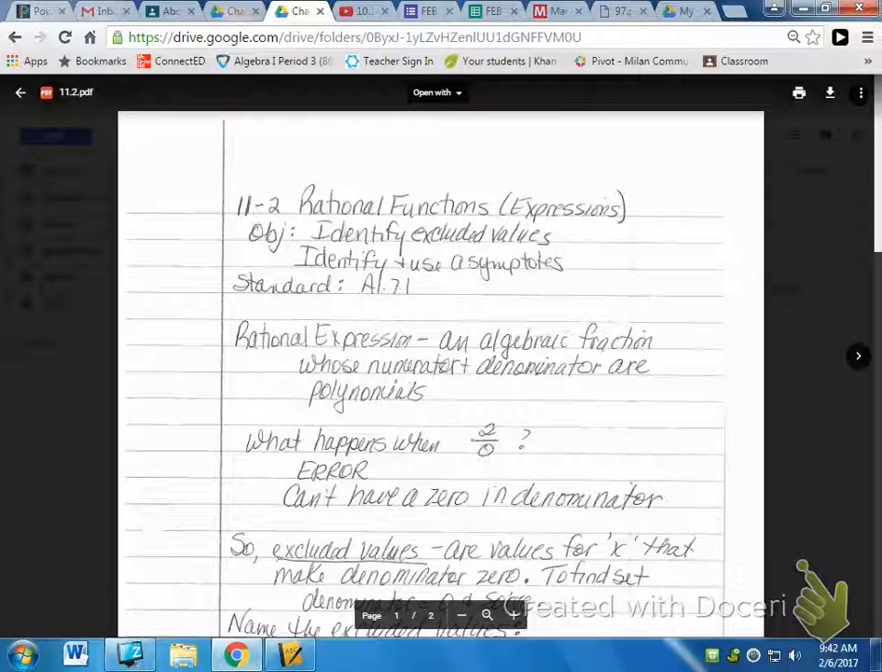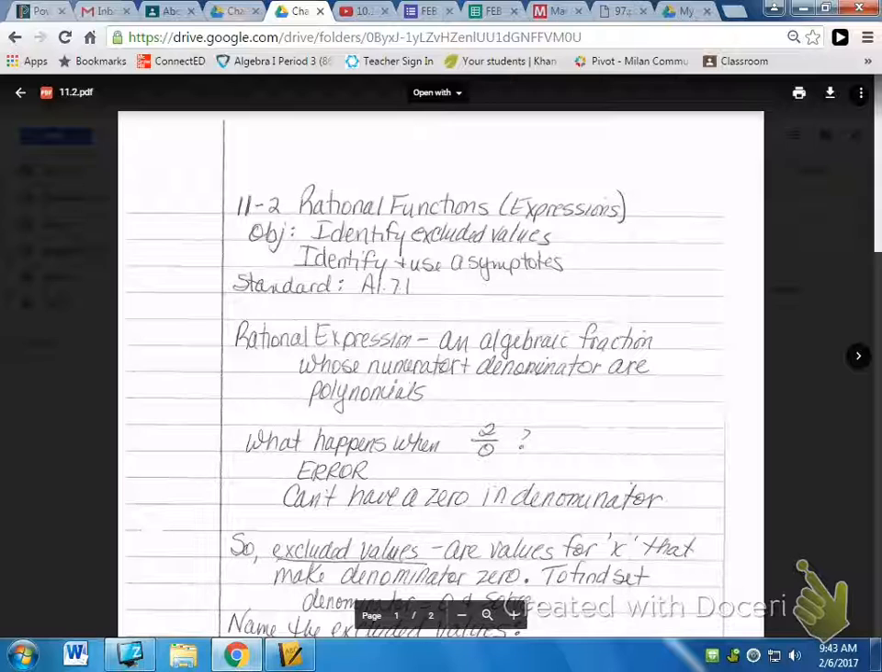Lesson 11-2, rational functions, and we are dealing with rational expressions today. So no equations, just expressions. Our objective is to identify excluded values and identify and use asymptotes. The standard is Algebra 1 7.1, dealing with rational expressions.